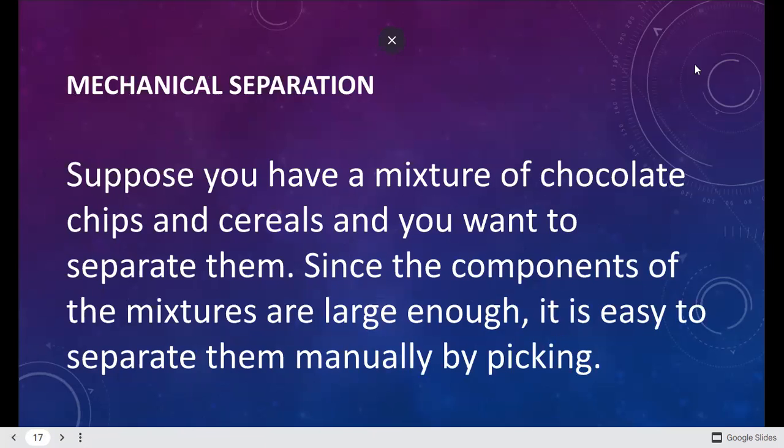Mechanical separation. So what is mechanical separation? Suppose you have a mixture of chocolate chips and cereals, and you want to separate them. You can actually identify them, correct? Since the components of the mixture are large enough, it is easy to separate them manually by picking. That's mechanical separation. You just pick and separate them.